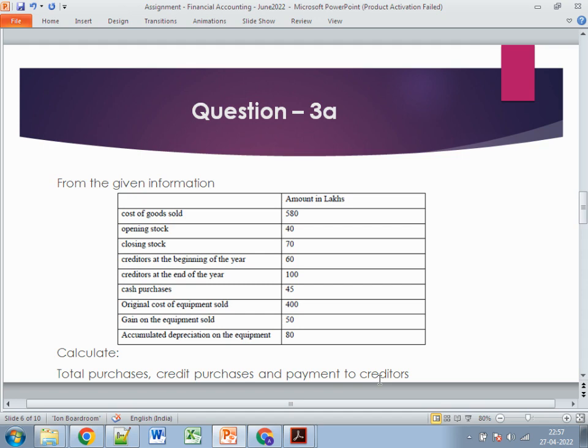You can calculate this. It will give you, I think, 610, right? For the credit purchases, it will be total purchases of 610 minus the cash purchases of 45. So it will give around 565. After that, the payment to the creditors will be 60 plus the credit purchases of 565 minus the creditors at the end of the year, 100, right? So 565 plus 60 is 625, minus 100, it will be 525, right? So I think I have given the answers to all of this third A question, because this is not a direct one, so that's why I explained it in a much deeper manner.